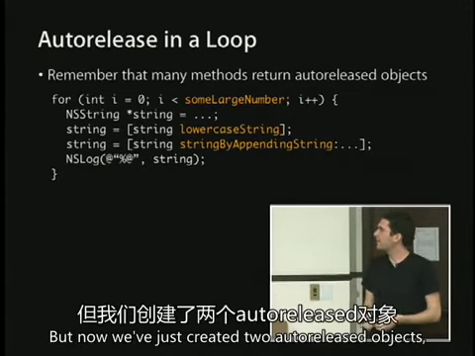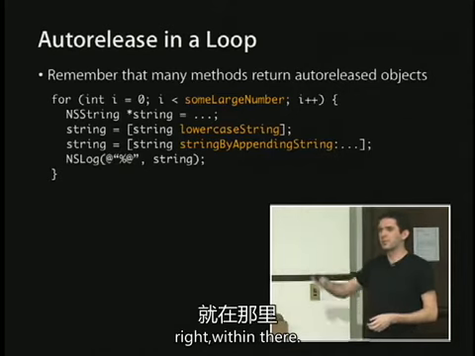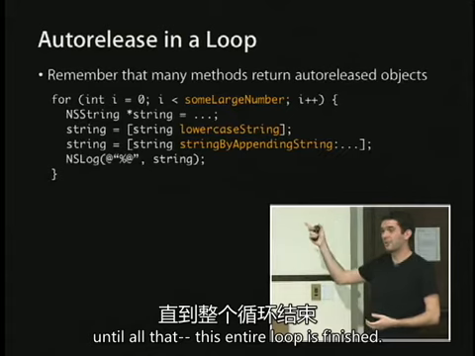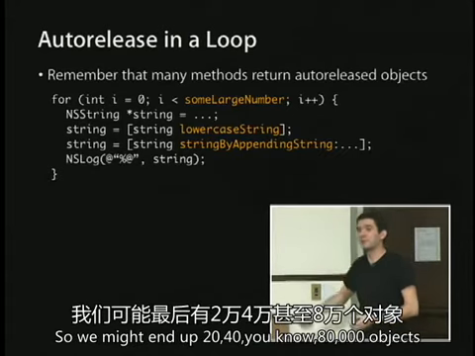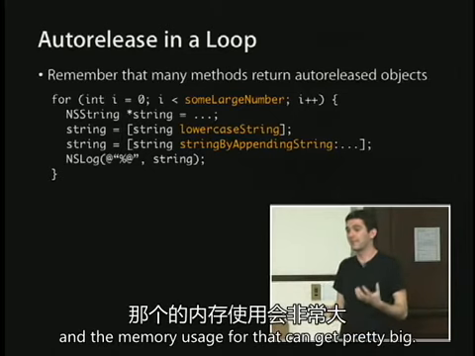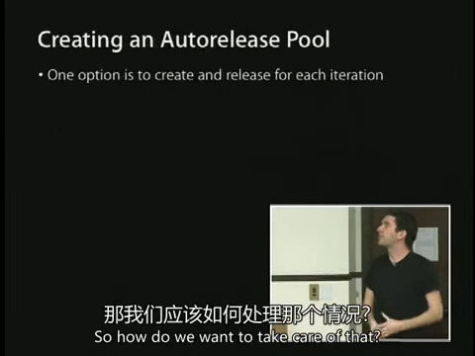That's fine. But now we've just created two auto-released objects right within there, and the memory for those isn't going to go away until this entire loop is finished. So we might end up with 20, 40, 80,000 objects if we're doing this a large number of times, and the memory usage for that can get pretty big. So how do we want to take care of that?